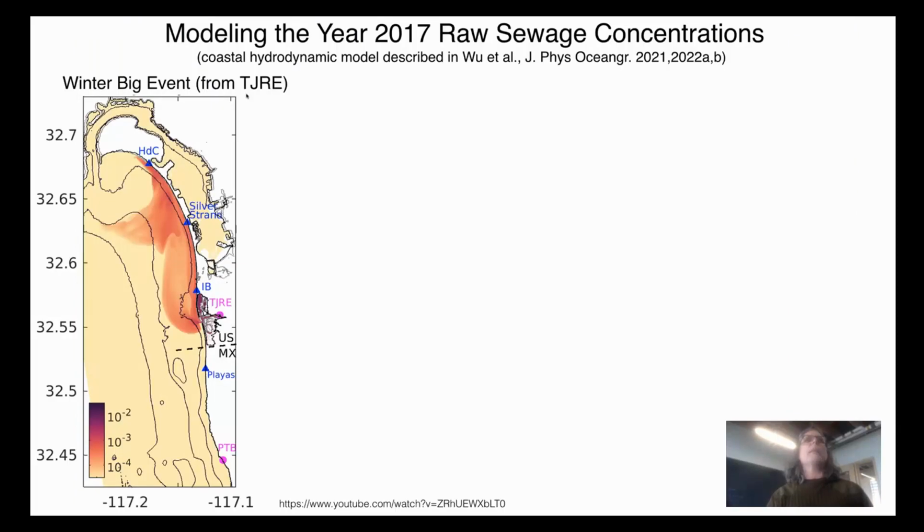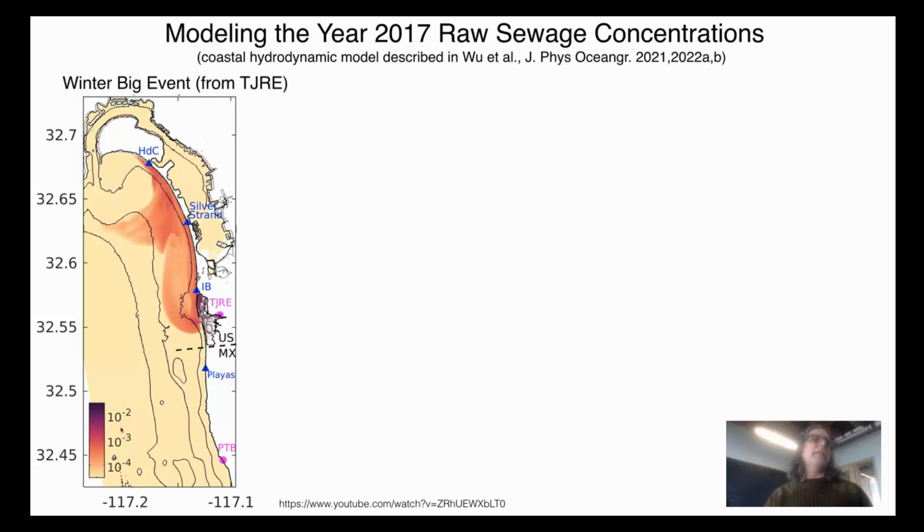Okay, so here's some examples from the modeling of the year 2017. This is a big winter event. The details of the hydrodynamic models are described in a series of papers from a former postdoc. And here's a big wintertime event. So again, the U.S.-Mexico border, the city of IB, San Diego Bay, and this plume here spans both the surf zone and the shelf. And this represents the fraction of raw sewage.